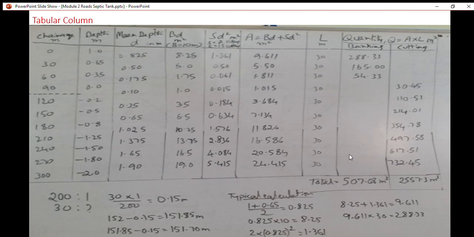Total of banking and total of cutting quantities are calculated separately and written at the bottom right of the tabular column. If the earthwork rates for banking and cutting are known, then the total cost of earthwork for the given road can be determined as amount is equal to quantity into rate. Quantity multiplied by rate will give you the amount.